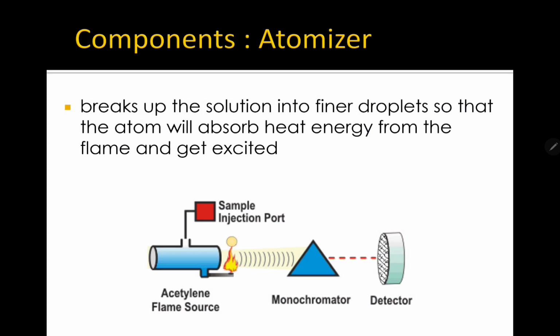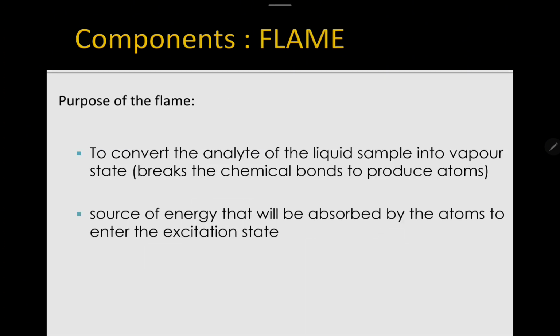Okay, so since nabanggit ko yung word na apoy, flame, the purpose of flame is to convert the analyte of the liquid sample into vapor state and break the chemical bonds to produce atoms. Okay, it is the source of energy that will be absorbed by the atoms to enter the excitation state. So remember kanina, di ba, in order for the electron to move out of its orbital, or ground state, it needs to have the energy. Kailangan merong energy na magtama sa kanya, okay, para mabuang siya.